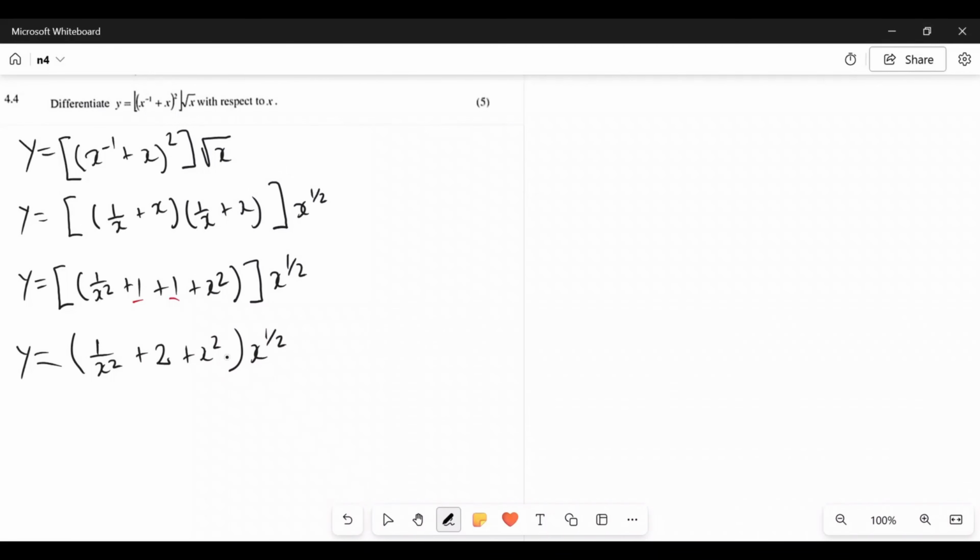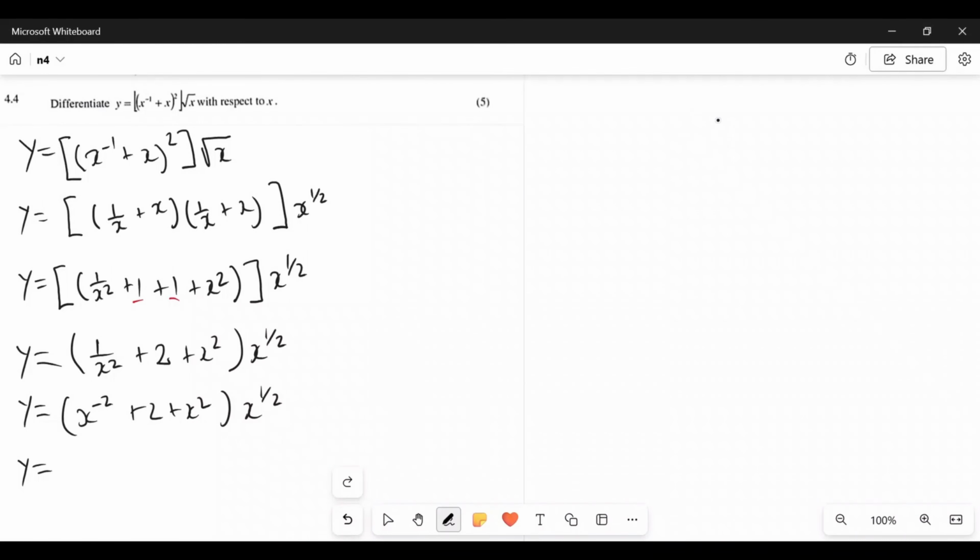Again, we are not done. We need to get rid of this here. Before we get rid of the brackets, we need to rearrange this. We can write the first term here as x to the power of negative 2 plus x squared. All this multiplied by x to the power of half. So let's get rid of the brackets. So if we get rid of the bracket, we're going to multiply this x to the power of negative 2 with x to the power of half.